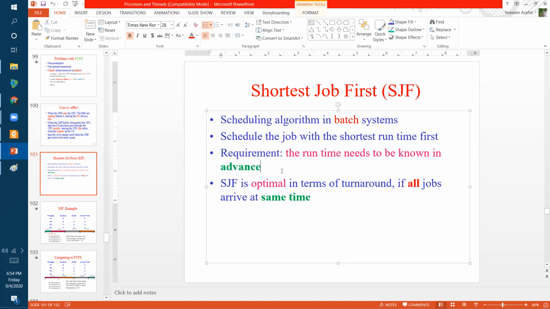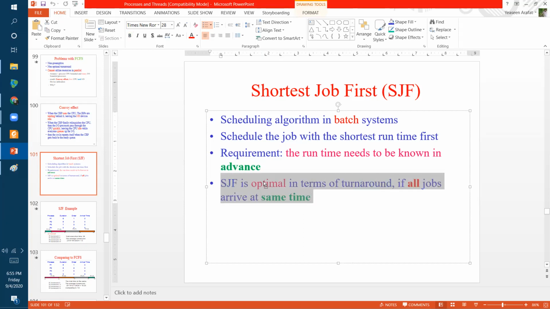So here is the requirement. The runtime of each process needs to be known in advance to the scheduler. Okay, so SJF is optimal in terms of turnaround if all jobs arrive at the same time. So this line is quite confusing. We will see after some time what is the importance or significance of this line.